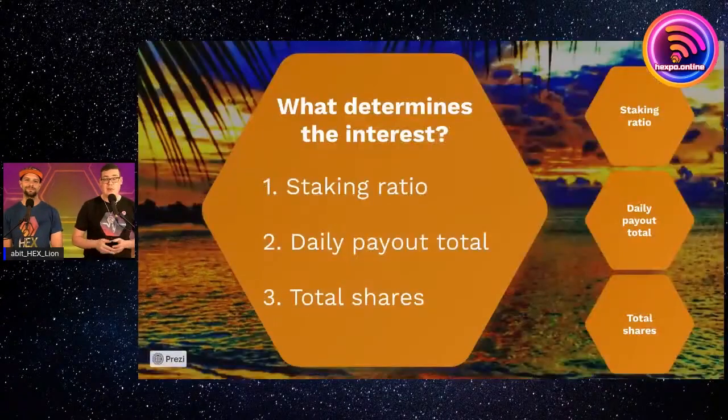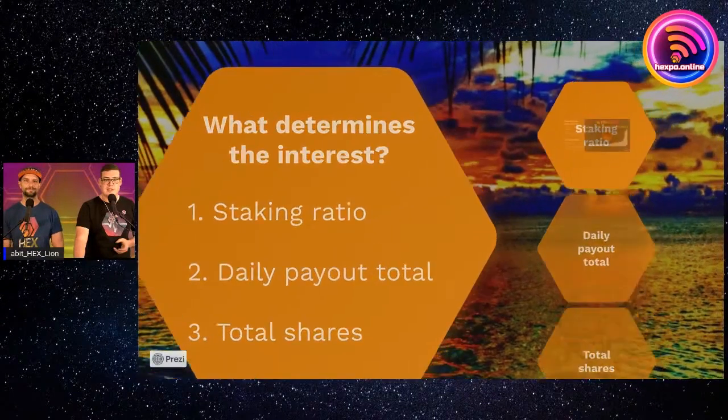And we have three determining factors which determine the dynamic interest system of HEX. And those three are the staking ratio, the daily payout total, and the pool of total shares. Before you go on, I want to say that what we are showing you right now are the mathematical facts about HEX. We do not have to take any assumption on that part. So first of all, the staking ratio.